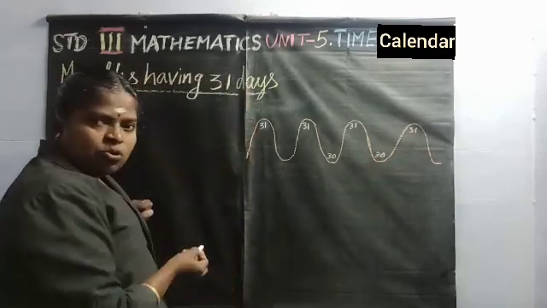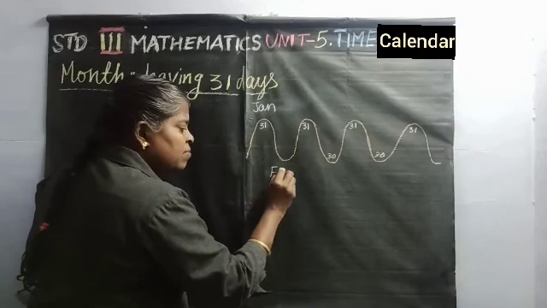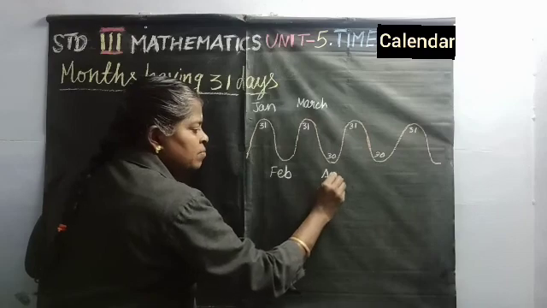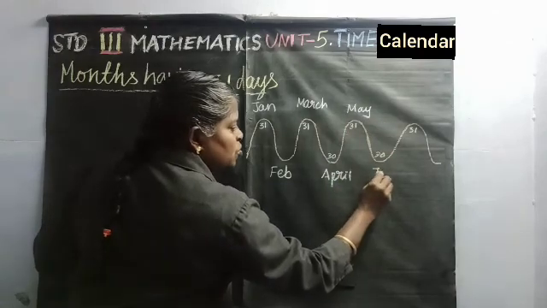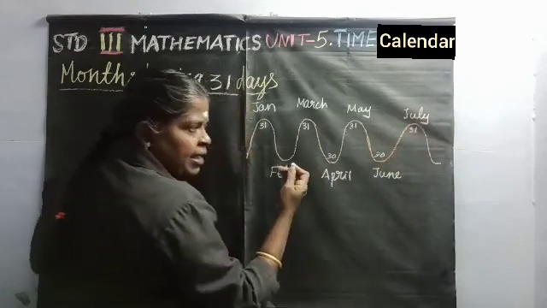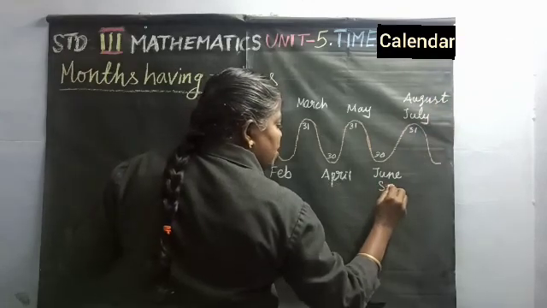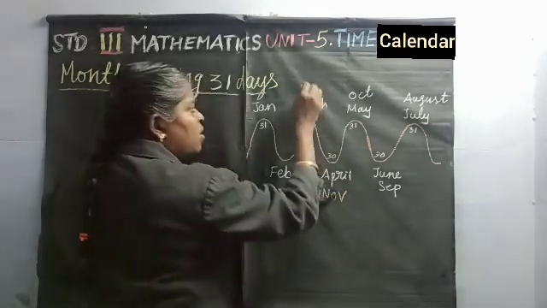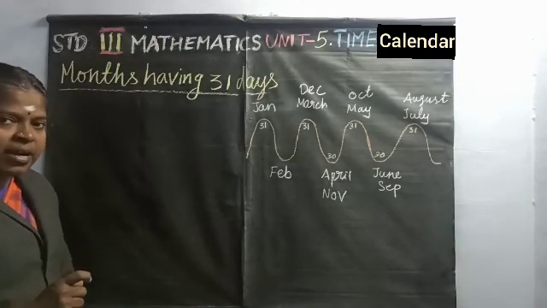So now we can start to write the months. First January, February, March, April, May, June, July. So we can repeat again August, September, October, November and December. Tell me which months are having 31 days?